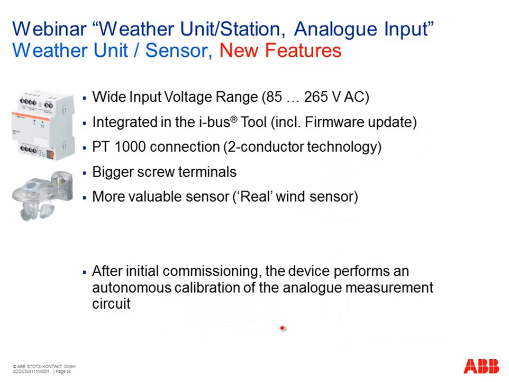Let's summarize the new features of this new weather unit and weather sensor. Wide input voltage range from 85 to 265 volt. New IBAS tool integration, you will see later on, it's very nice, including firmware update of the weather sensor if necessary. Additional PT1000 connection possible for temperature measurement. Some differences in the hardware, like bigger screw terminals and a more valuable sensor, which is completely new, including this real wind sensor. Many people asked for this, so it's a more powerful solution.